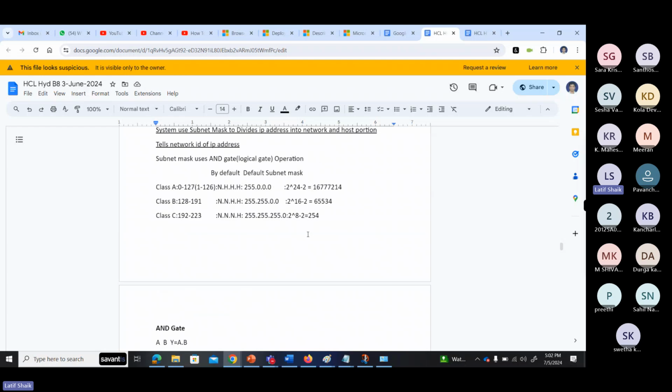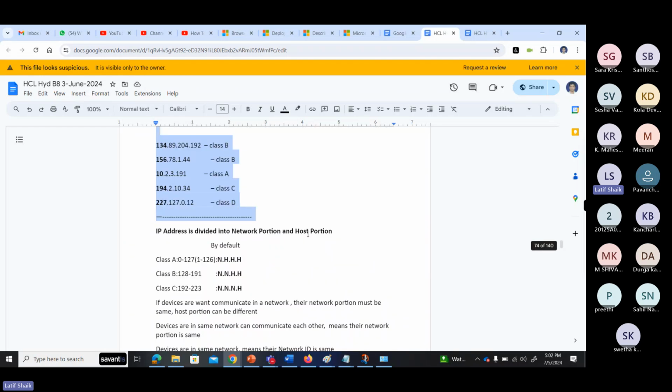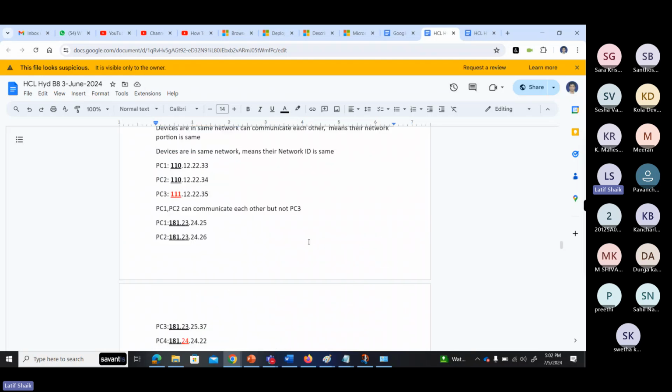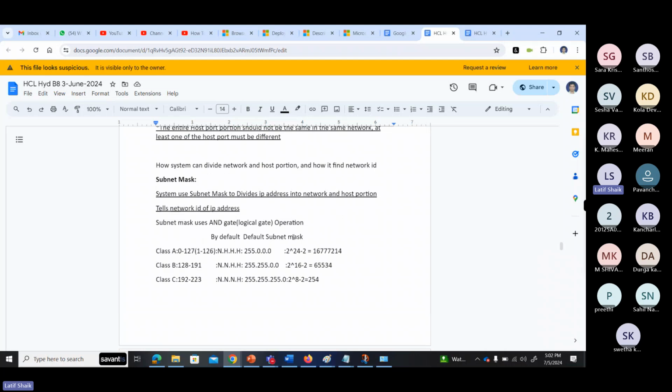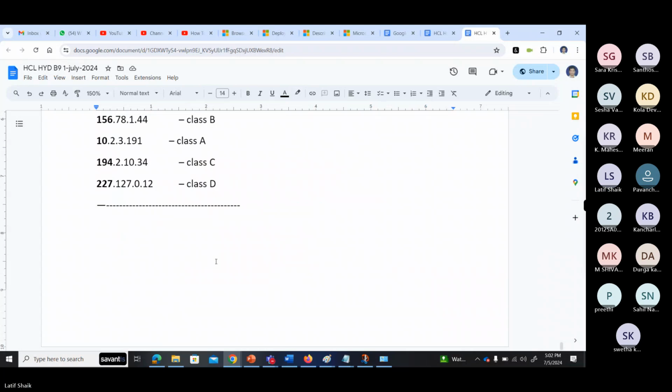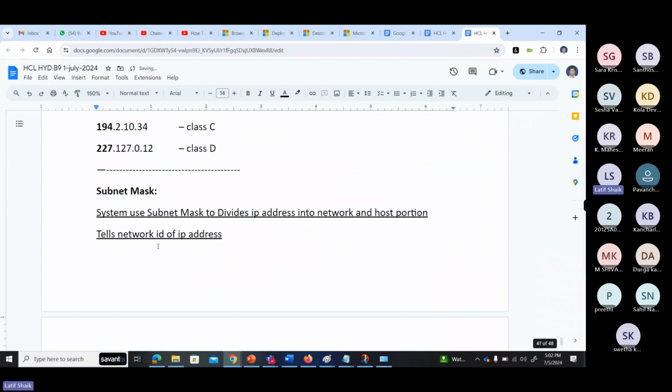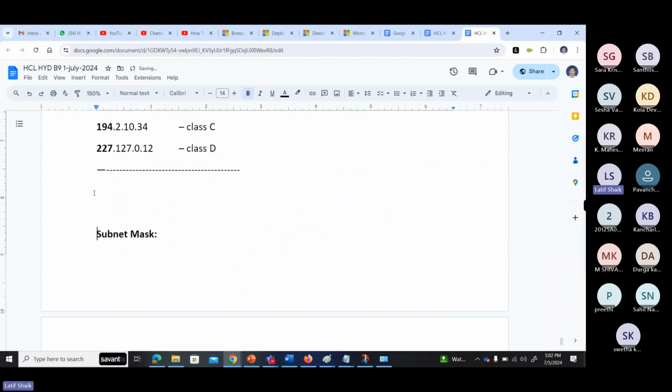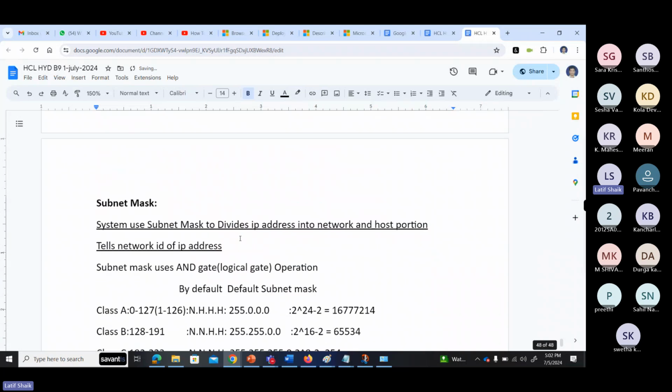There is an IP address, network portion, host portion kind of stuff, but I will add it directly at this point. I will explain that network and host portions.